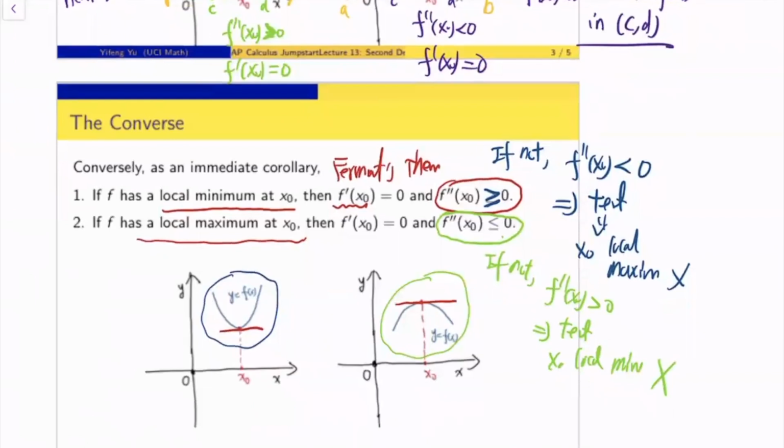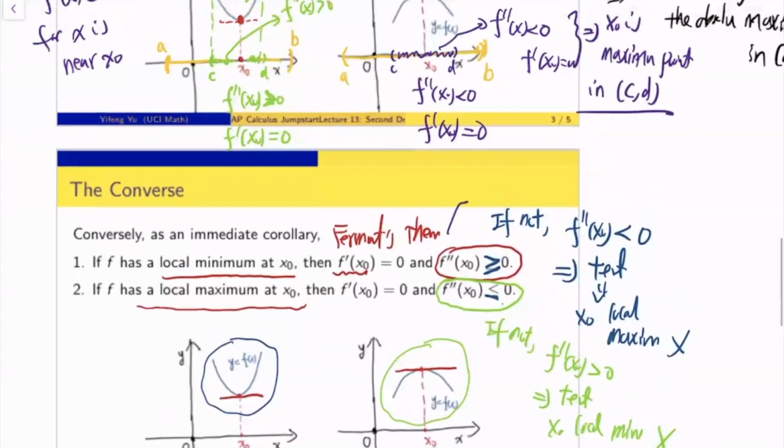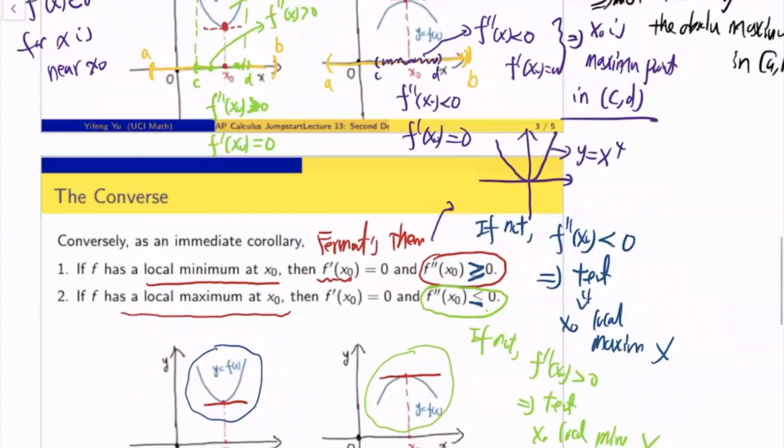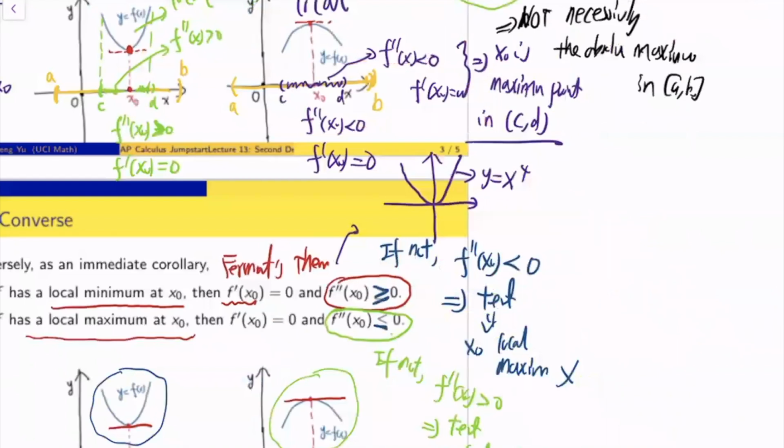Now you say, why do we need to add the equal sign here? That's because you can have things like this. There are situations, for example, suppose I have the function y equals x to the 4. Maybe let me put it here.